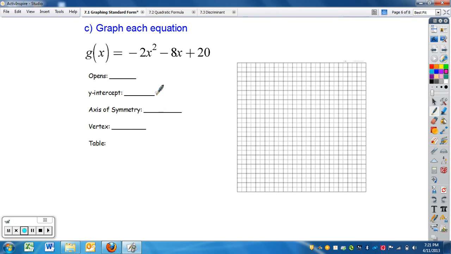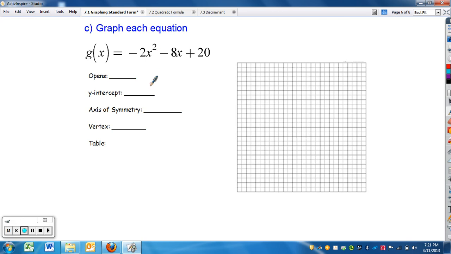So taking a look at this one now, some of you might be like, oh, we need to factor out a GCF. With standard form, we don't need to worry about any of that. We can just go right into finding our A, our B, and our C. If you're solving by factoring or graphing by the factored form, then you would, but don't have to worry about that here. This is going to open down. My y-intercept is (0, 20).